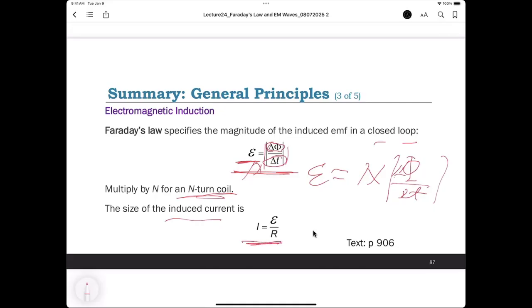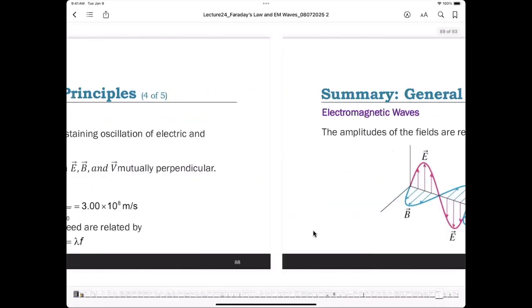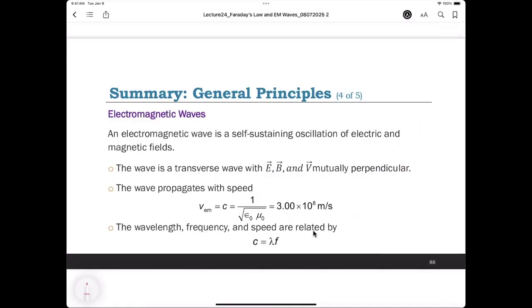That makes sense to you. Okay, and then we talk about electromagnetic waves. An electromagnetic wave is a self-sustaining oscillation of electric and magnetic fields. Actually, it includes two different fields, electric fields and magnetic fields.